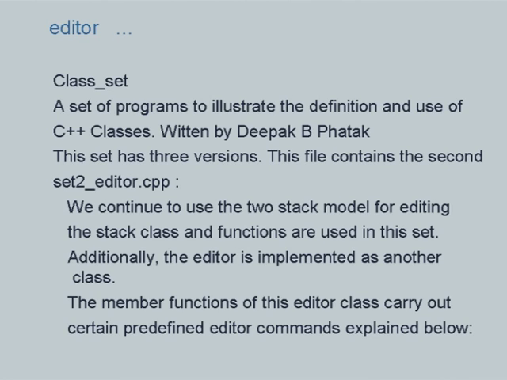This is the inline documentation of the purpose or objective of this program. So I'm saying class_set. This is a set of programs to illustrate the definition and use of C++ classes. This set has 3 versions, and this file contains the second. The version which we saw last time is actually version 1.